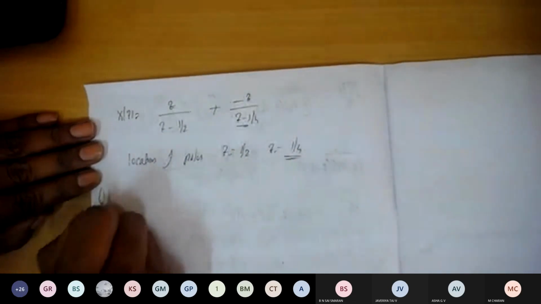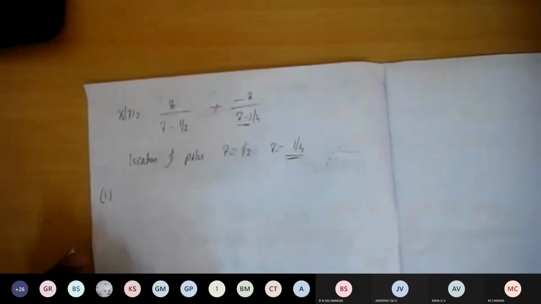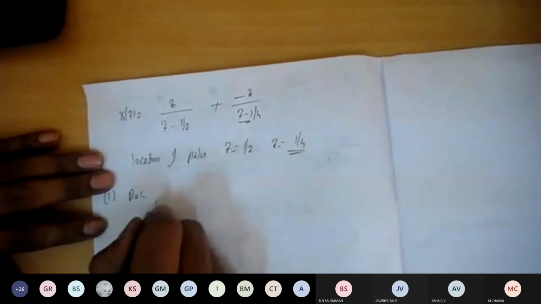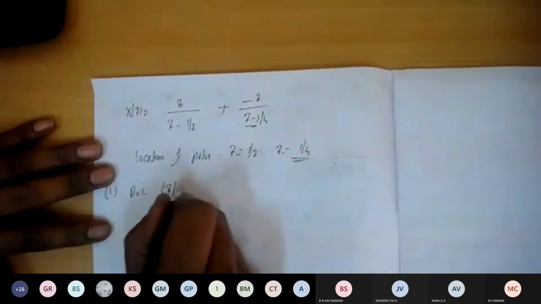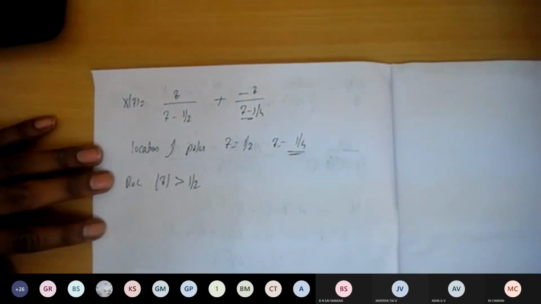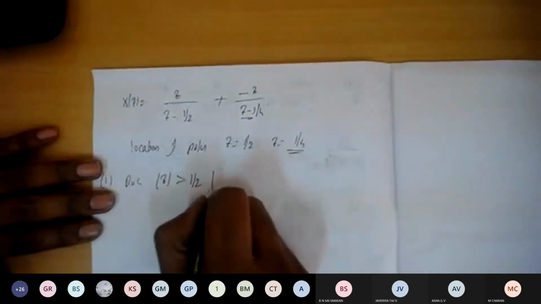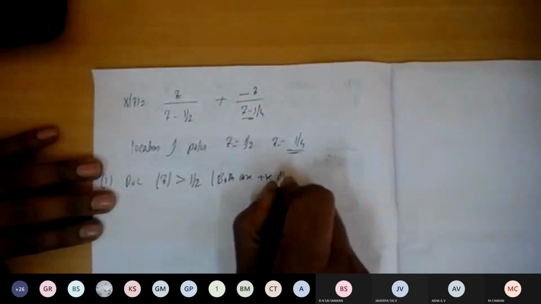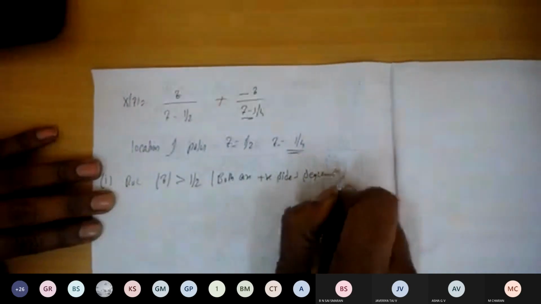I'll give the ROC, and you try to find out the inverse Z transform for this one. The first ROC is where both are positive sided sequences. Among these, the maximum one is 1 by 2, so Z is greater than 1 by 2. And I'm going to draw the region of convergence also.